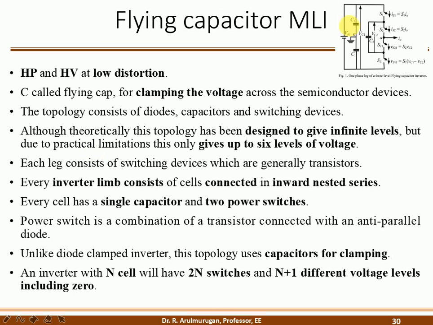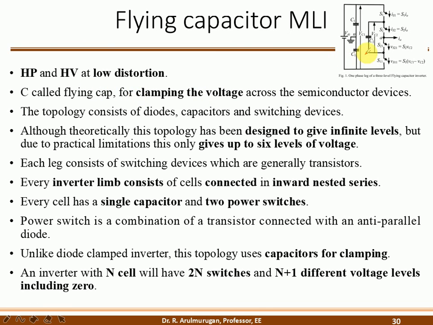Flying capacitance. Here there is a capacitor. It is going to balance, dividing the voltage, I mean the voltage stress level is going to reduce. The flying capacitor is connected. It is also for high power and high voltage, with low distortion and clamping of the voltage across the semiconductor devices. So the flying capacitor is used.